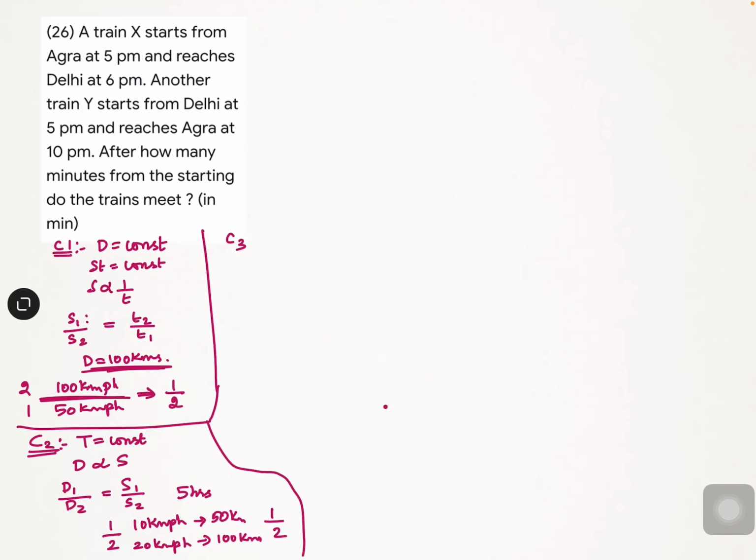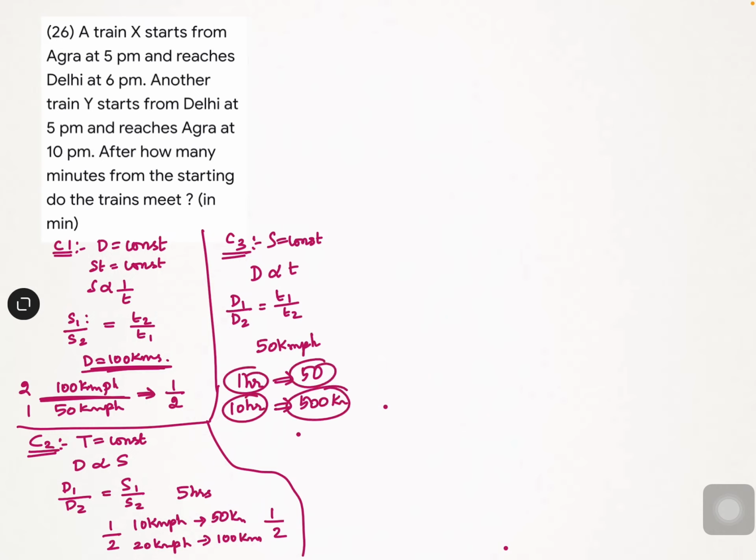Concept number 3 is also similar when speed is equal to constant. When speed equals to constant, once again distance and time are directly proportional to each other. So distance 1 by distance 2 will be equal to time 1 by time 2. Let's say you are going at a constant speed of 50 kilometers per hour. If you travel for 1 hour, you will cover 50 kilometers distance. If you travel for 10 hours, you will cover 500 kilometers distance. So here also the ratio is 1:10.